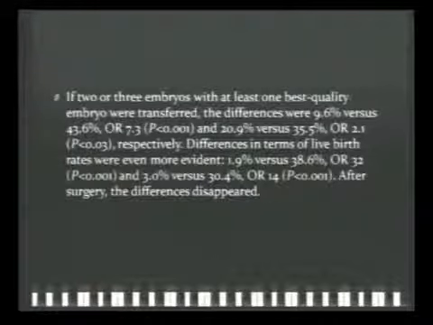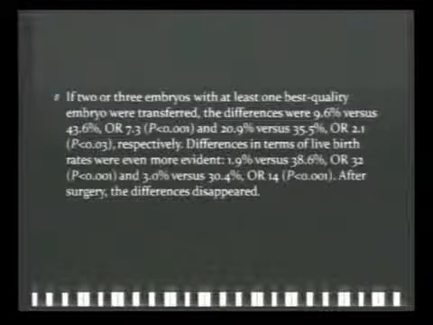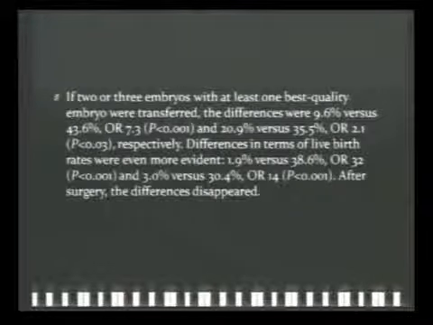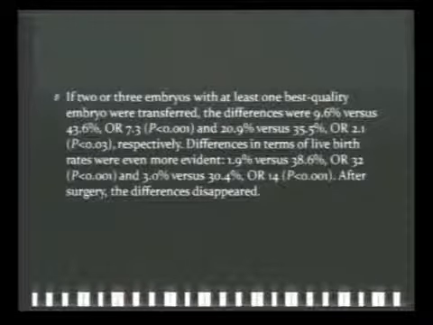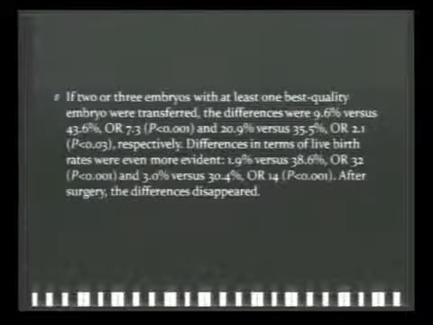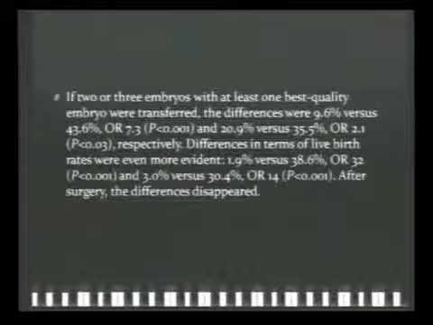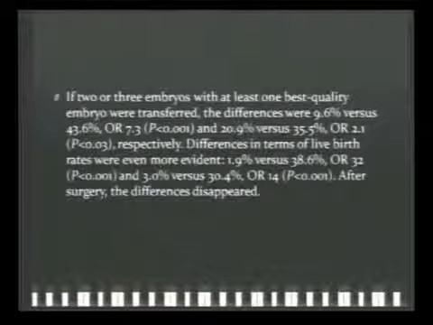If 2 or 3 embryos with at least one best quality embryo were transferred, the difference was 10% versus 45%, and 21 versus 35% respectively. The difference in terms of live birth rates was even more evident, 2% versus 40%, and 3% versus 30%. After surgery, the differences disappeared.